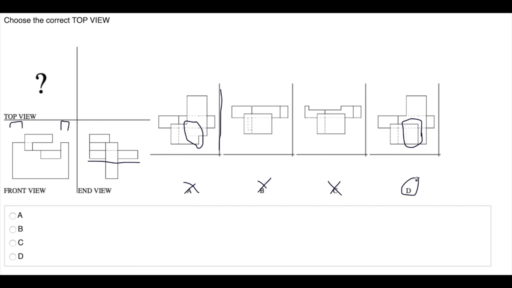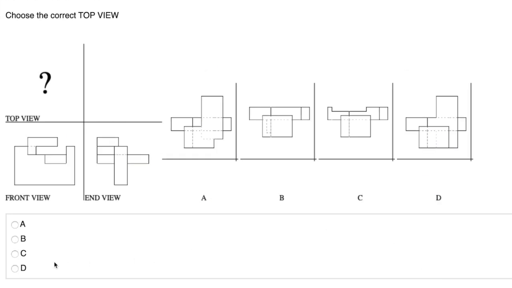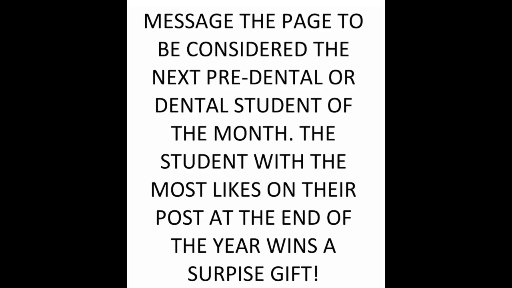I really hope you learned a lot from this video, and that the main thing to take away is look for where lines will not be, and that will help you eliminate at least one or two choices, and the rest is up to you.